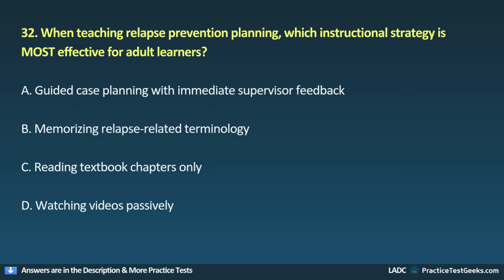32. When teaching relapse prevention planning, which instructional strategy is most effective for adult learners? A. Guided case planning with immediate supervisor feedback. B. Memorizing relapse-related terminology. C. Reading textbook chapters only. D. Watching videos passively.